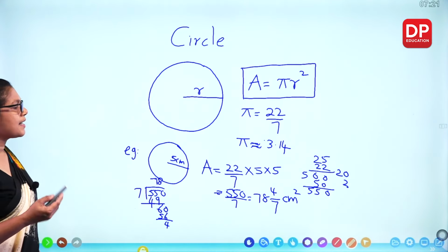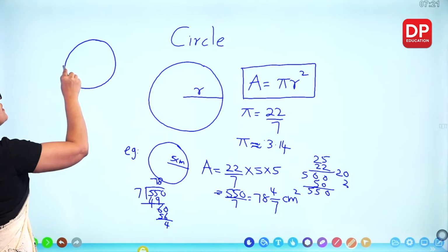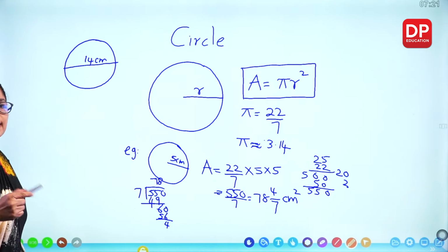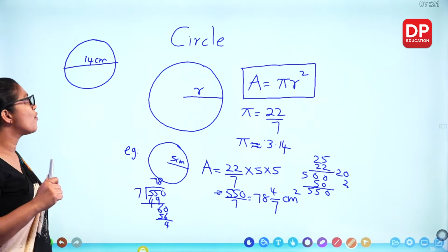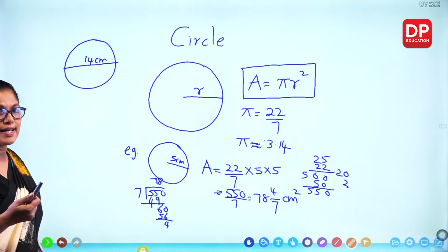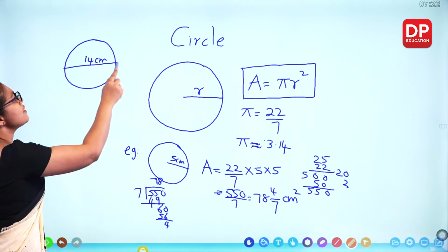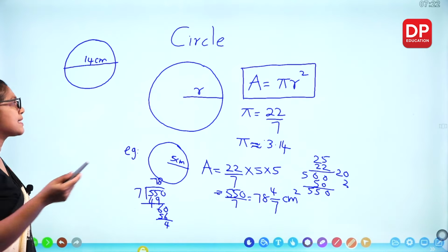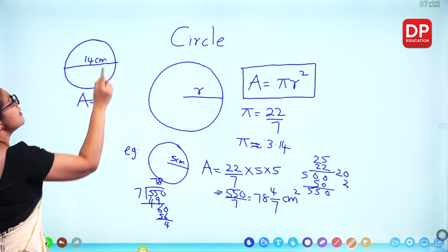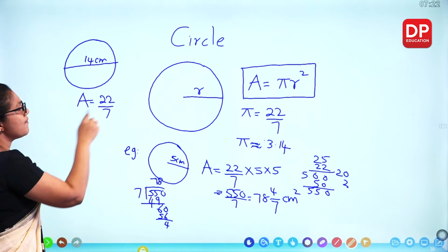So here we'll take another example. It's a circle, and this one is 14 centimeters. Diameter is given, 14. So how can we find out the area? You need to know the radius. So what is the radius here? Half of the diameter. So if 14 is the diameter, what's the radius? Divided by 2. So here area is equal to pi. Pi you can take 22/7 times.